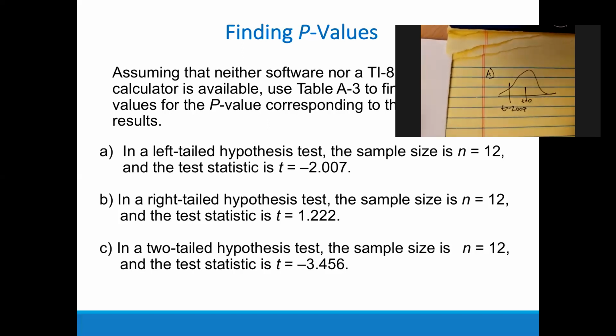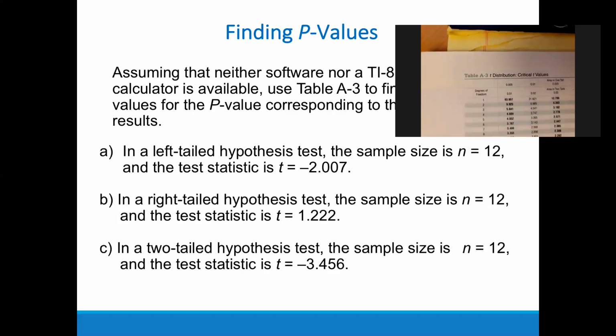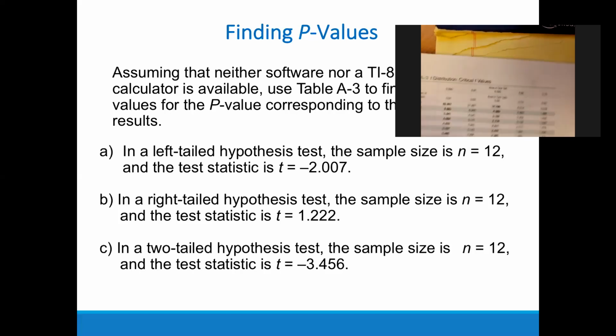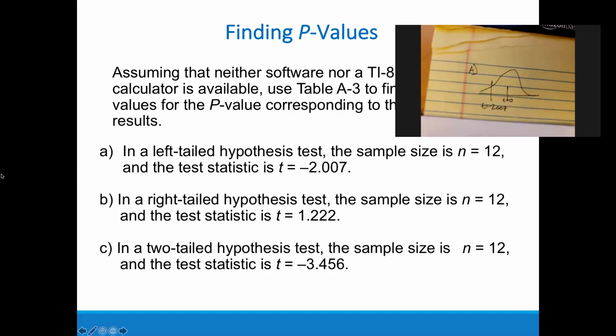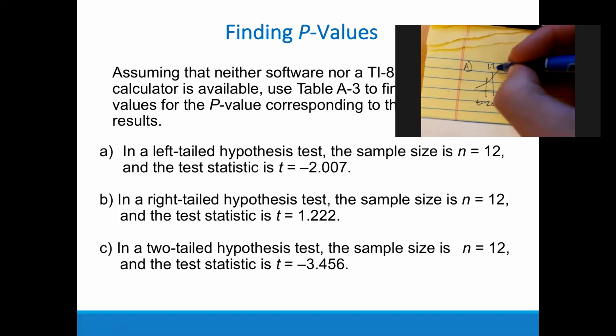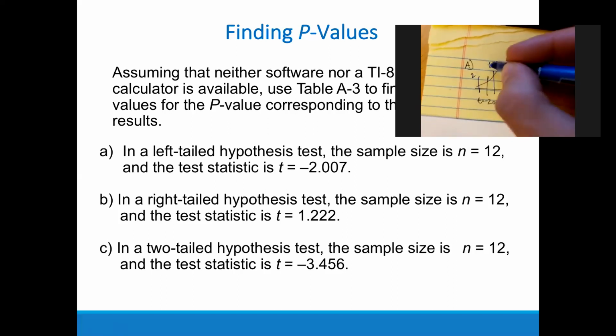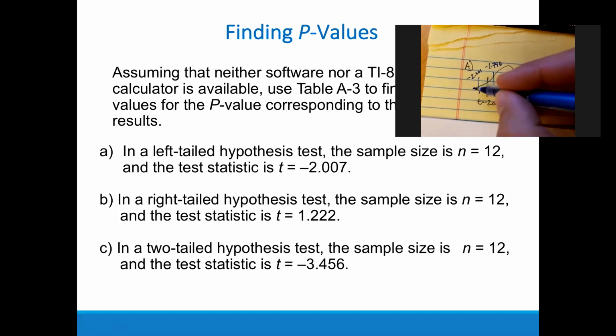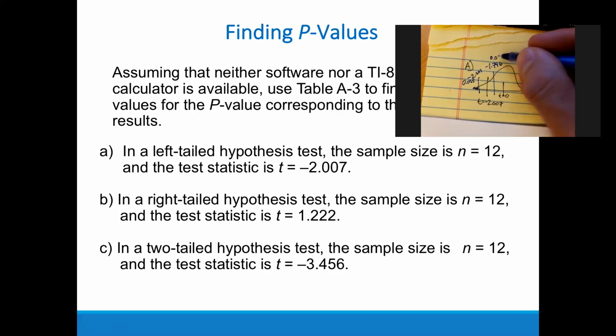And in this case, grabbing another color, with 11 degrees of freedom, we have this 2.201 and 1.796. And so if we were to put those in here, 1.796 maybe here, and negative 2.201 is here. So that means basically this area to the left of negative 2.201 is 0.025. And if you were looking from here over this way, it would be less than 0.05. So in other words, the p-value lies between those bounds.